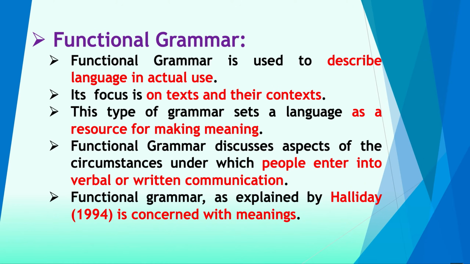One text sometimes may have different meanings from different angles, depending upon how you look at it. So this is the point here. This type of grammar sets a language as a resource for making meaning. So one text sometimes can have different meanings depending upon how you look at it and how you interpret, and this is the area of functional grammar. Go to the next point number 4.